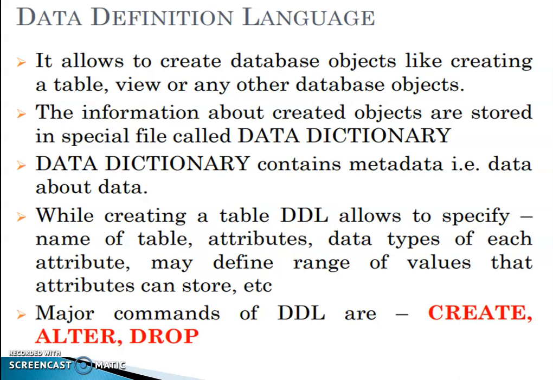While creating a table, DDL allows you to specify the name of the table, the attributes, the data types of each attribute, and may define the range of values that attributes can store, etc. Major commands of DDL are create, create a table, alter, altering a table, drop, delete the table. These are the DDL commands: create, alter and drop.